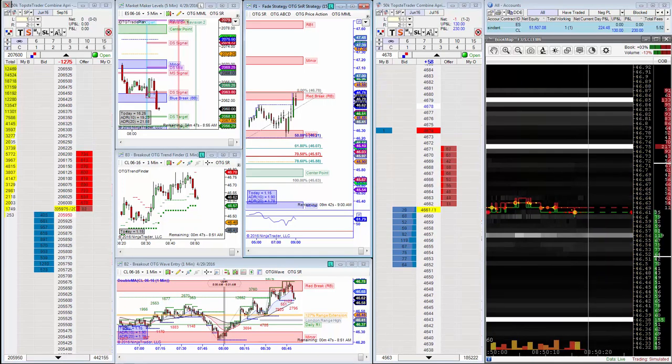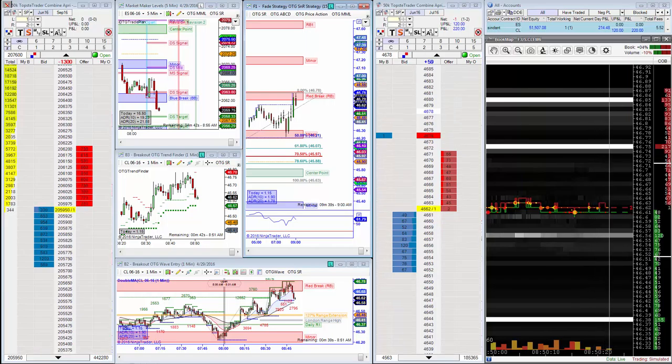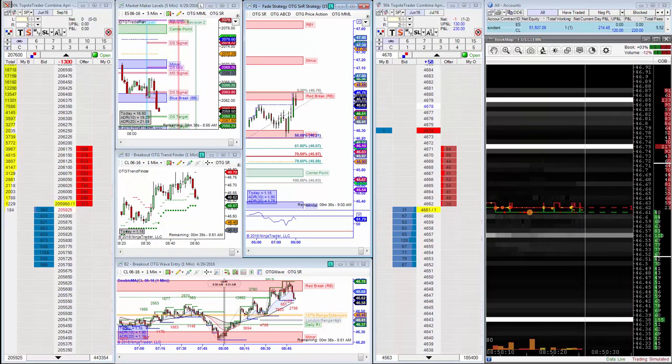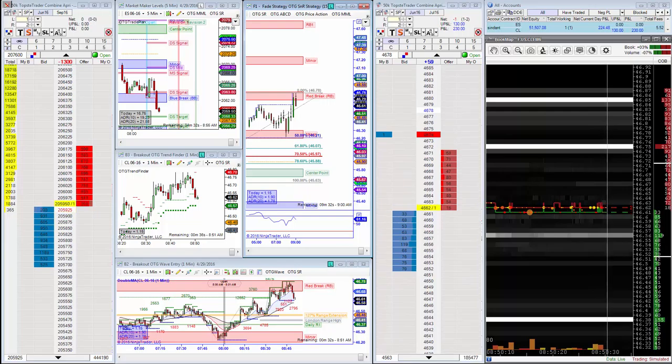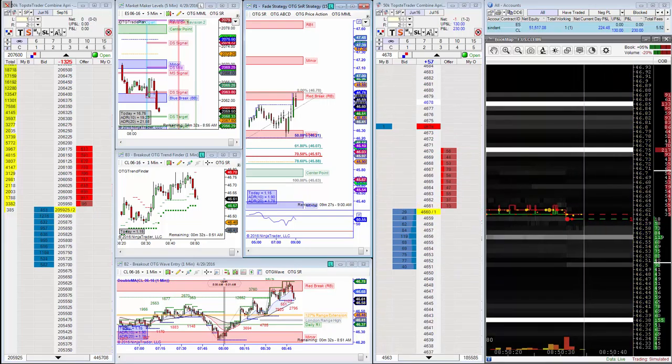Okay, you are now 15 ticks-ish away from the entry. And you've got liquidity at 56, so you've got some liquidity down here at 56. DS target at the top. Yep, Chris, you're right about that.